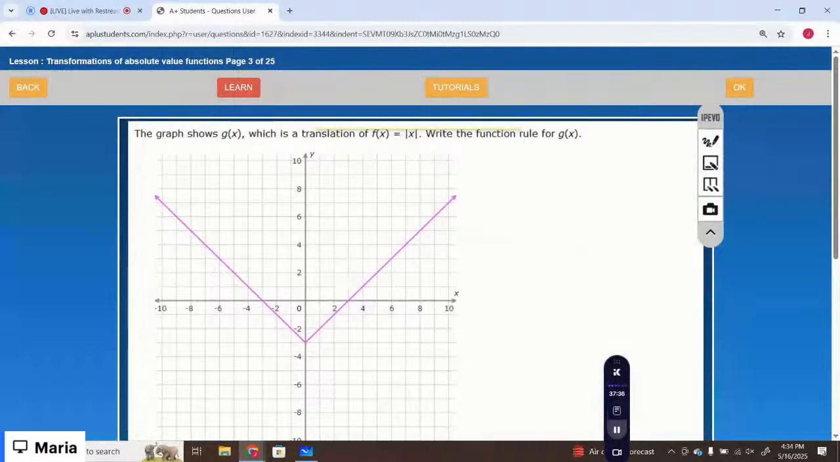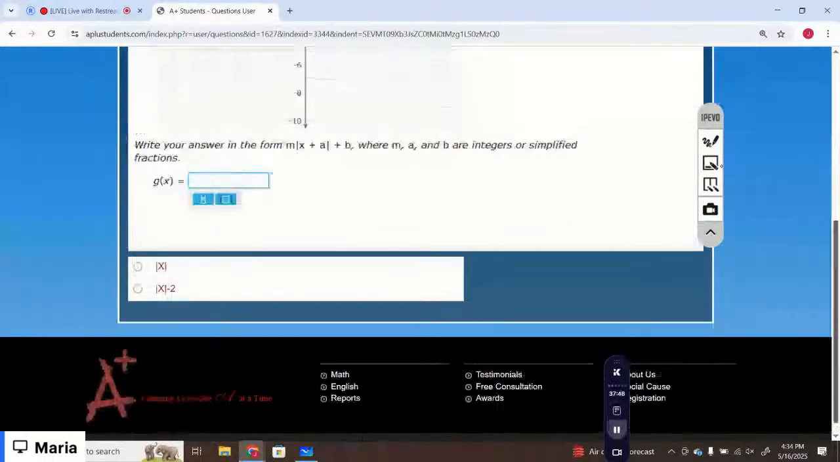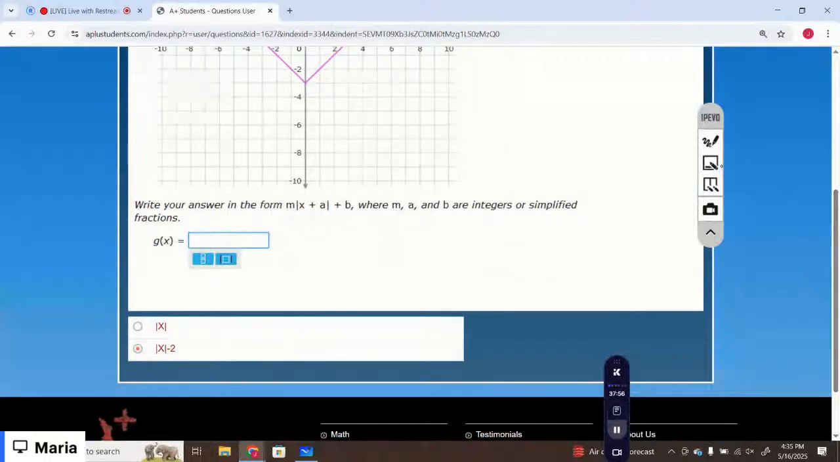The graph shows g of x, which is the translation of f of x equals the absolute value of x. Write the function rule for g of x. Which is the correct option? That is option number 2 is the correct. Absolute value of x, option number 2 is the correct option.